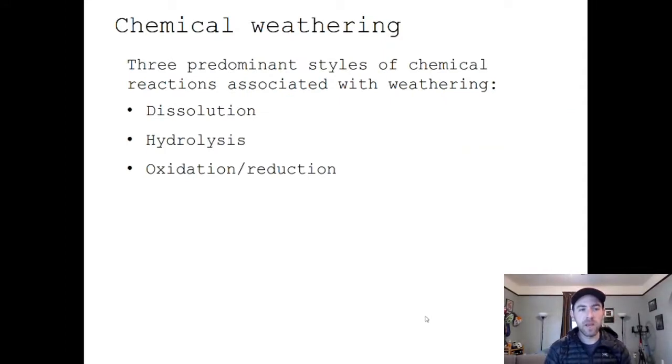So we can go over the three main types of chemical reactions that are associated with chemical weathering. We'll talk about dissolution, hydrolysis, and the redox or oxidation reactions. Predominantly, oxidation is responsible for making minerals more susceptible to chemical weathering.